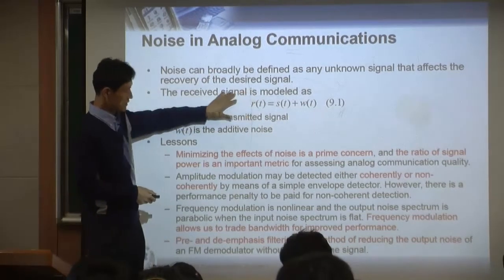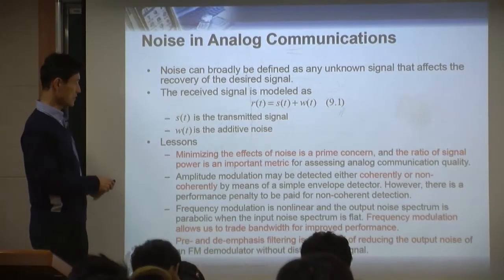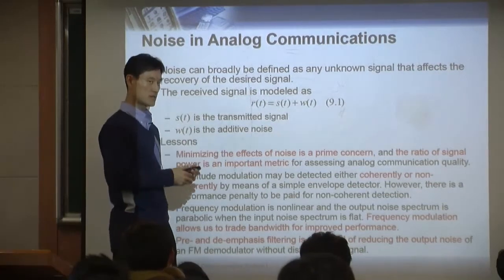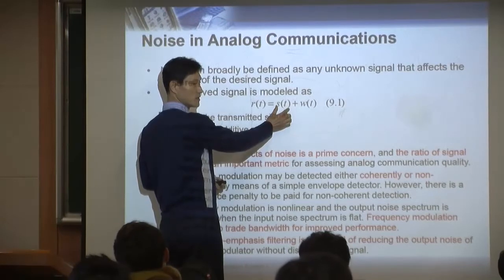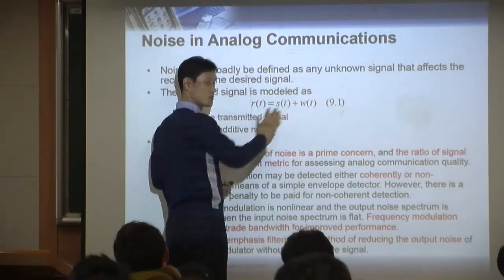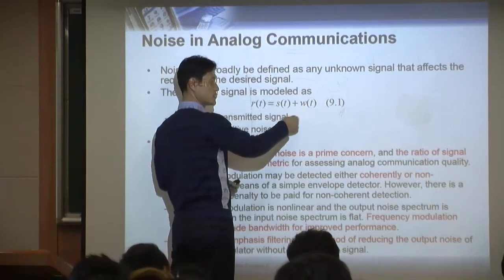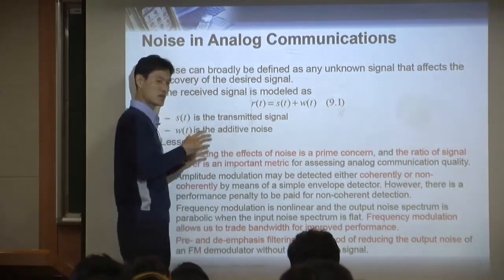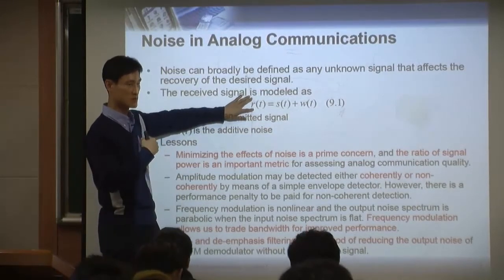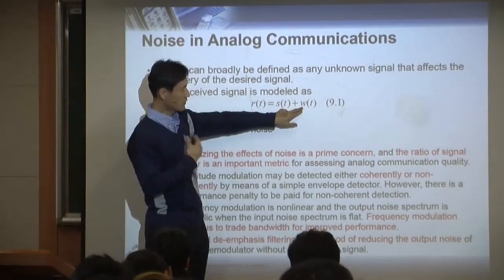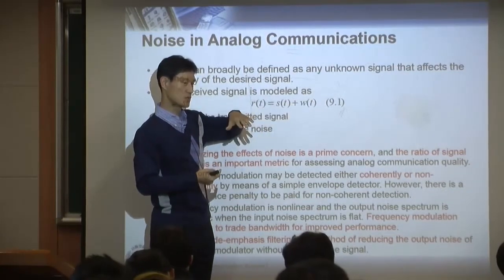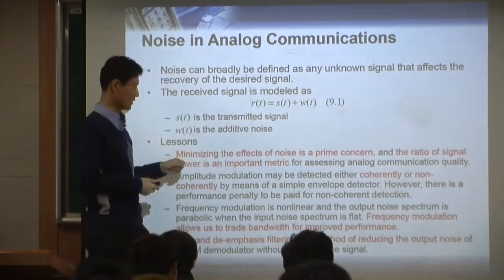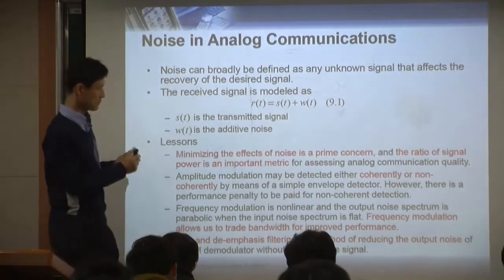When you have this kind of model, the first thing we need to do is minimize the effect of the noise. Why? Because this is our transmitted signal. A perfect channel is one where we have no noise, but we have noise. If the noise is really big, then we are not going to receive the correct symbol. We cannot recover our signal. Therefore, if possible, we need to minimize the impact of the noise. That's the prime concern, the most important thing.